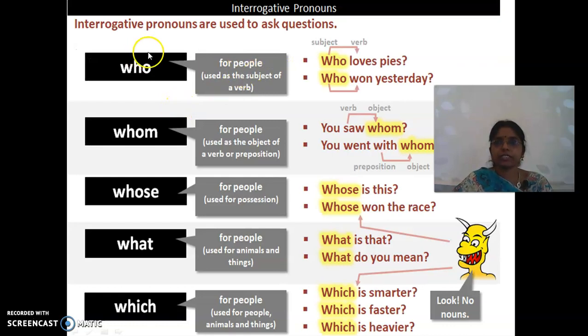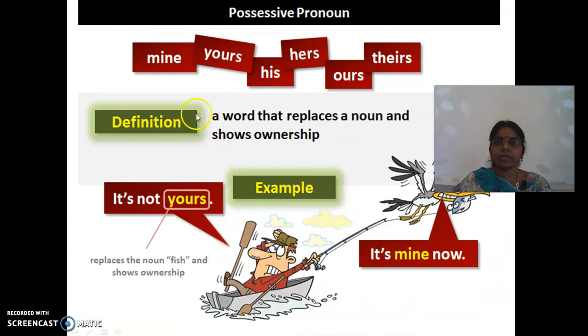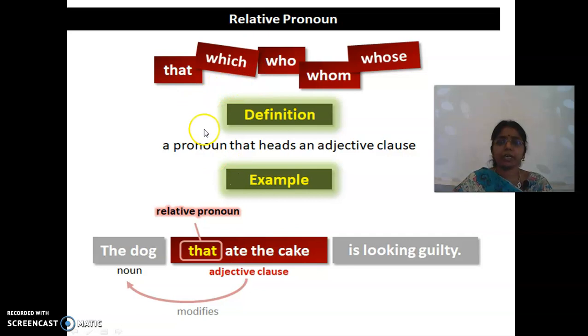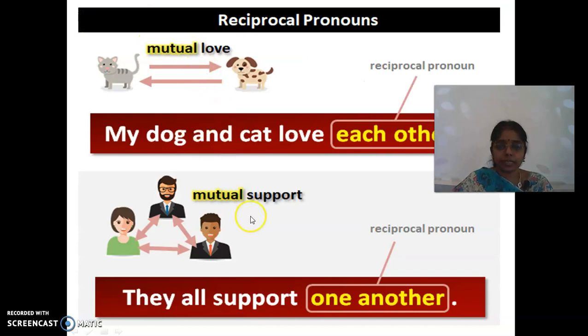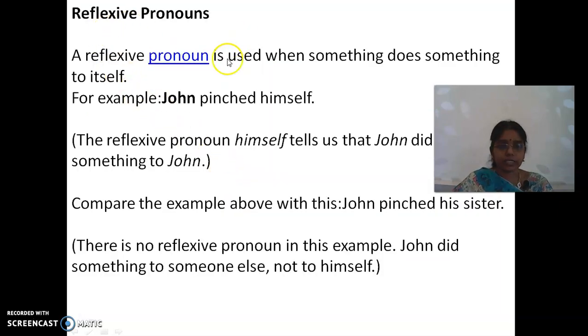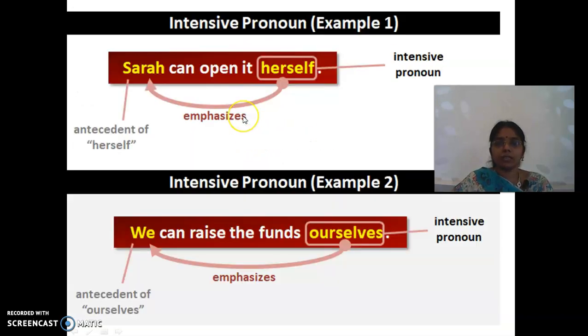In interrogative pronouns, these are question words. Possessive pronouns with this tabular column. Relative pronoun with this definition and an example. Reciprocal pronouns, this example also I need. Reflexive pronouns with example. Then one more, intensive pronoun.